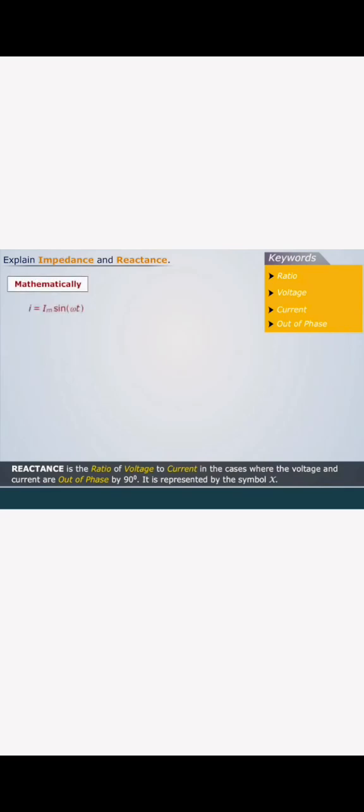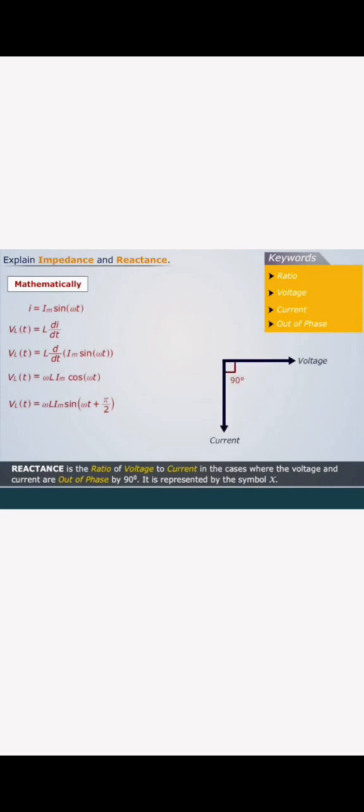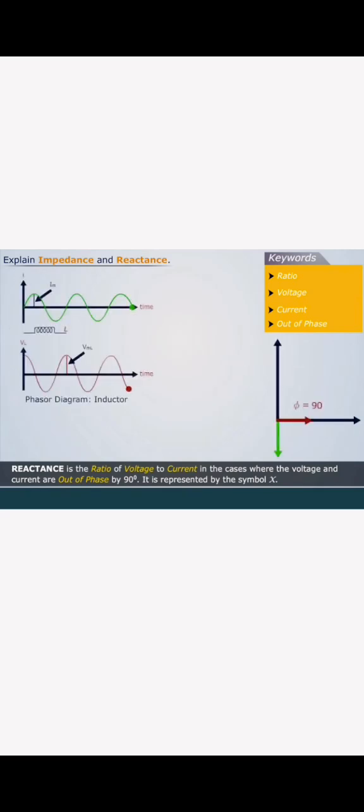Now considering that the current I is alternating in nature, and substituting the value of I in the equation, we get the expression. On differentiation we get the result. This term implies that the current phasor is lagging the voltage phasor by 90 degrees. The phasor diagram of an inductor is as shown. We can see that both current and voltage are out of phase by 90 degrees. Mathematically, phi is equal to 90.